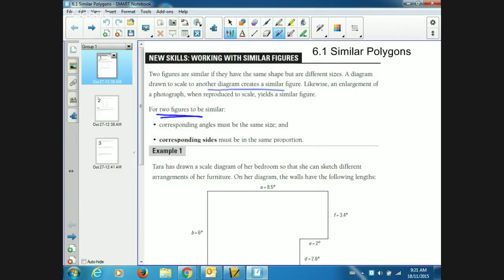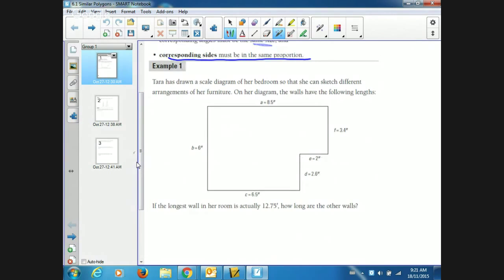For two figures to be similar, here's what we have to know. Corresponding angles have to be the same, and they always will be. And the corresponding sides will be in the same proportion, meaning like 1 to 2 or something like that. Now, here's an example. If you draw a blueprint for a home, of course, your home will have long walls, but you're going to fit this on paper.